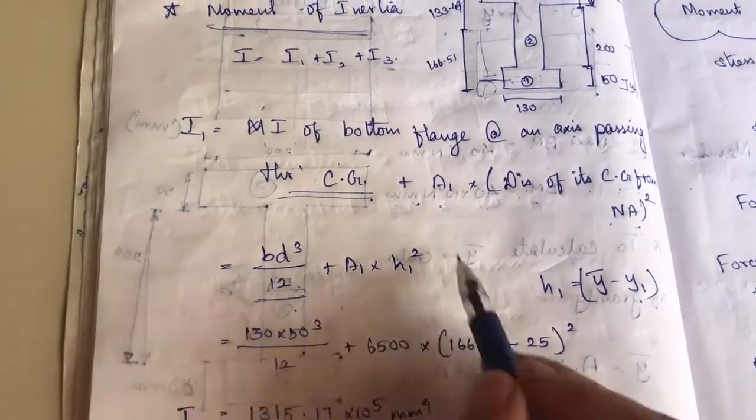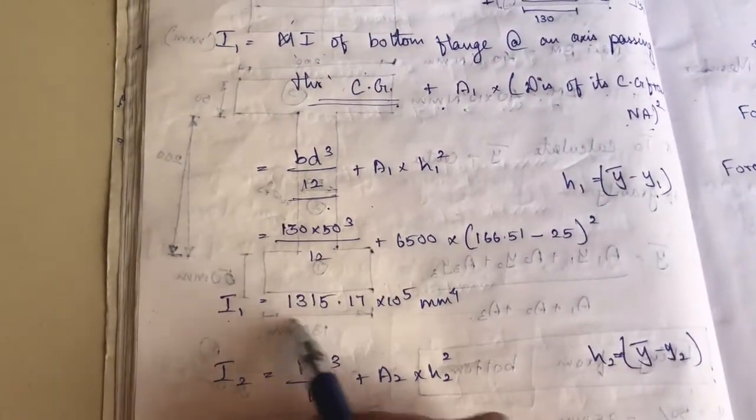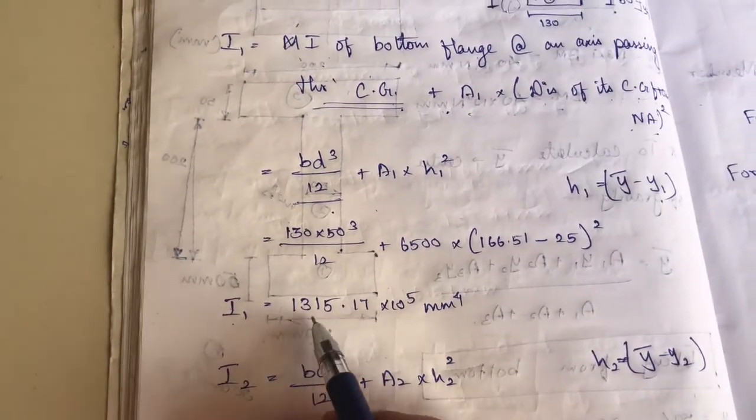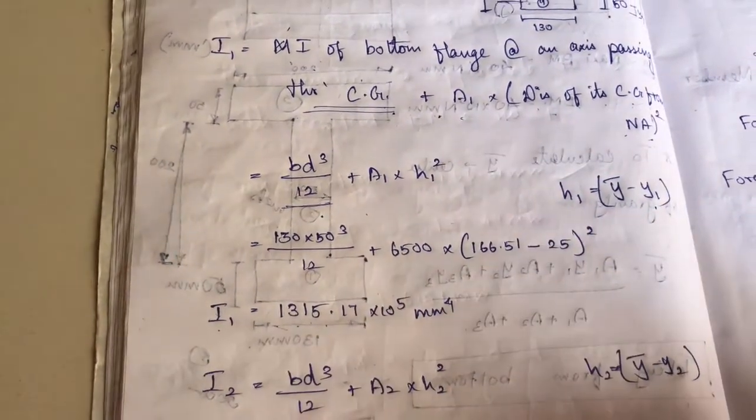Okay, so just substitute all the values and you will get the answer as I1 will be equal to 1315.17 into 10 power 5 mm4.